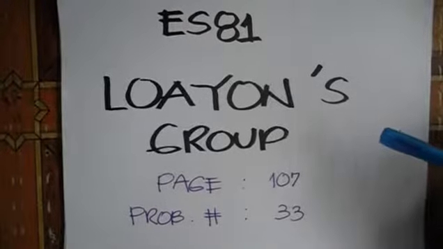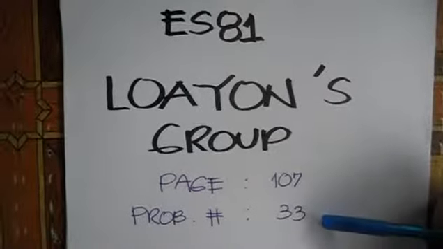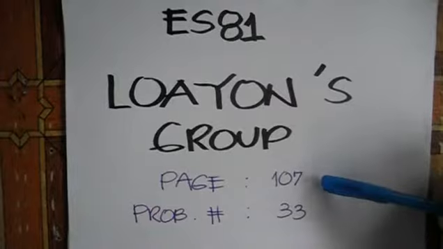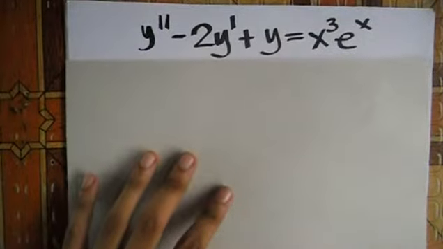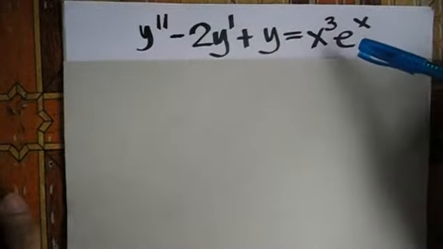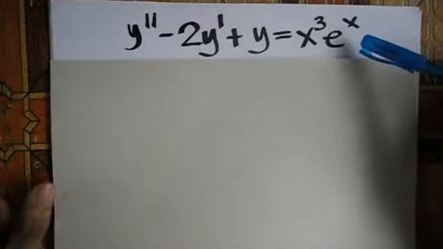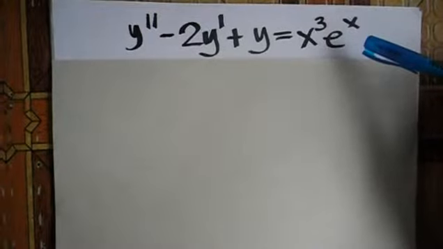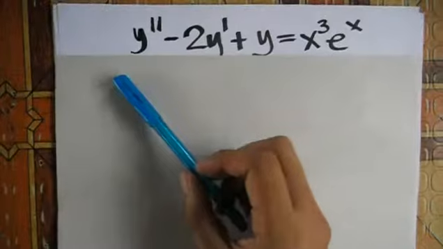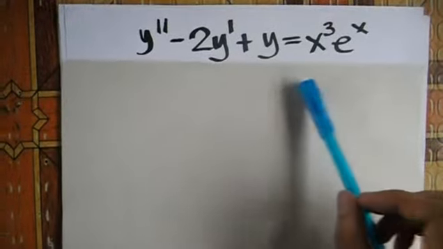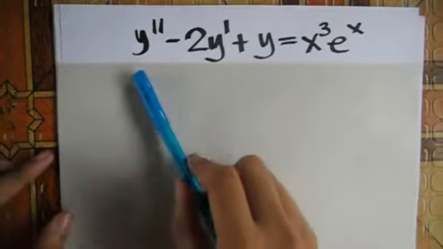So in this video, we will try to solve problem number 33 of page 107 from the book of Wiley. The given equation is y double prime minus 2y prime plus y equals x cubed e to the x. We are instructed to solve for the complete solution for this equation. Analyzing the equation, we can see that this is a non-homogeneous differential equation of the second order.